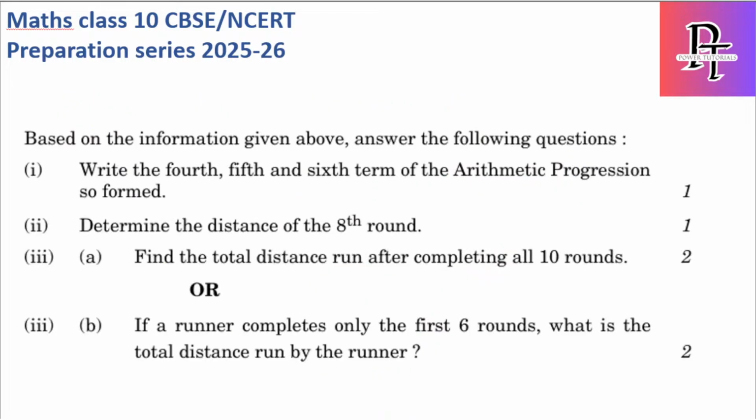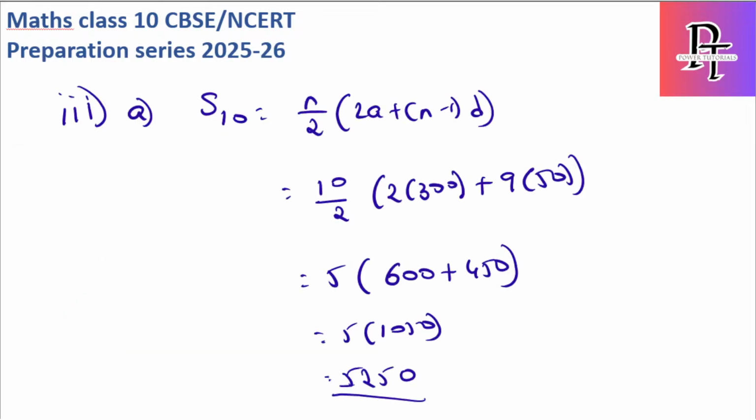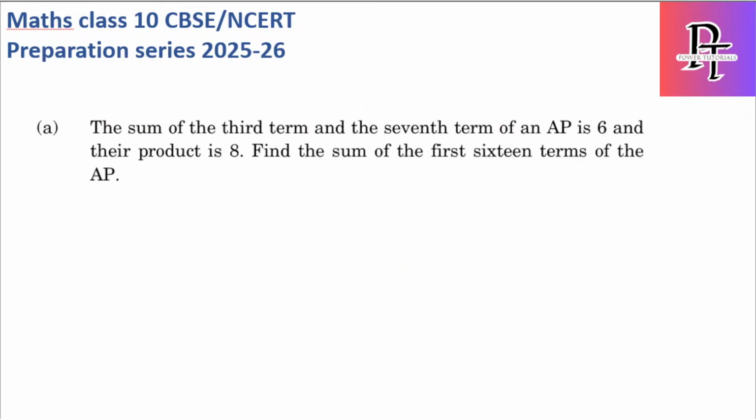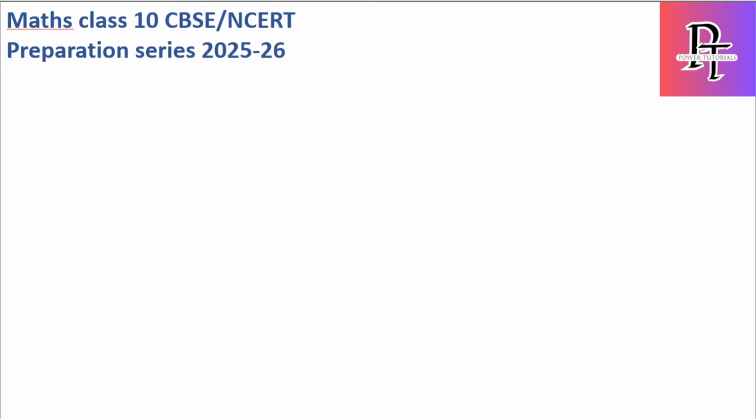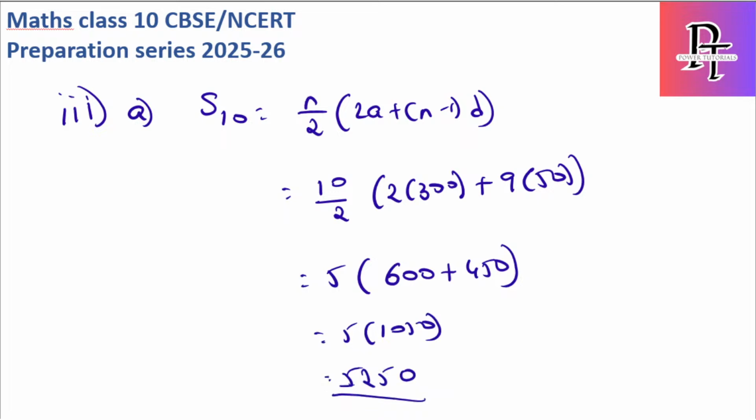What about the B part? If you don't want to solve this, you can also solve this one. Let's solve the B part now. If a runner completes only the first 6 rounds, what is the total distance run by the runner? So simply sum of n terms again, but instead of 10, we need to solve for 6. Okay, let's find the sum of n terms till 6 rounds.